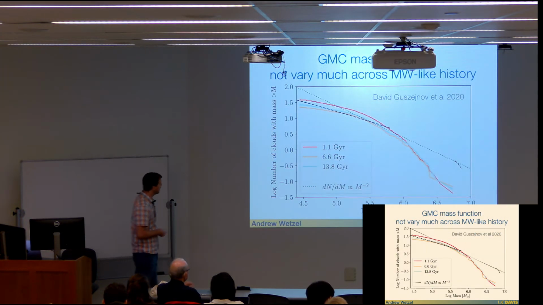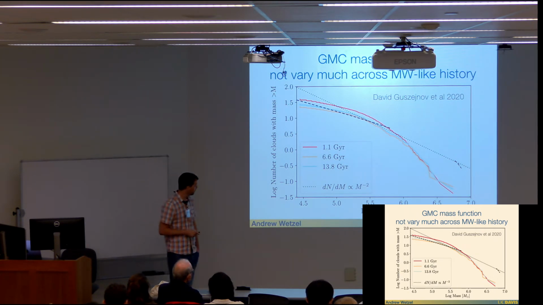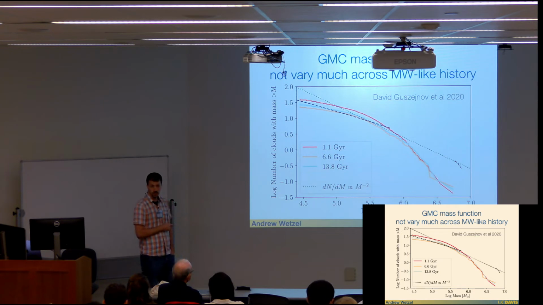The first thing we can look at is the mass functions of the clouds. Here's number of clouds versus their mass. And the somewhat surprising thing, at least I was somewhat surprised, is how little variation we see in the mass function of clouds across these histories.